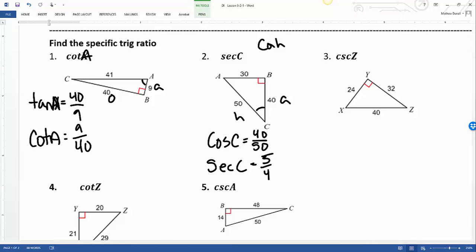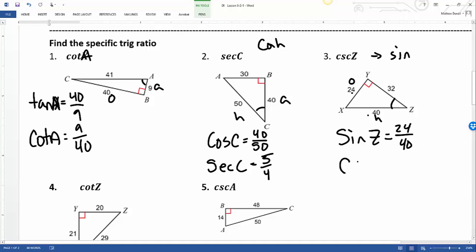Cosecant of Z. So S goes to C, C goes to S. So I know this relates to sine. So the sine, SOHCAHTOA, of Z is opposite over hypotenuse. So that's 24 over 40. So that means the cosecant of Z is flipped. And so now if I reduce by 4, you're going to get 10 over 6 or 5 over 3.